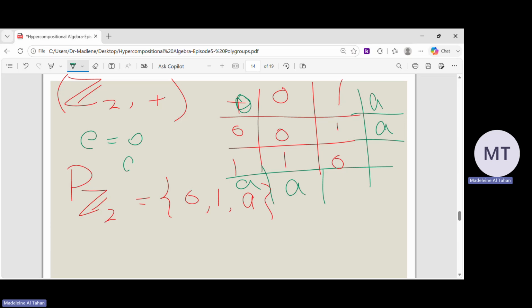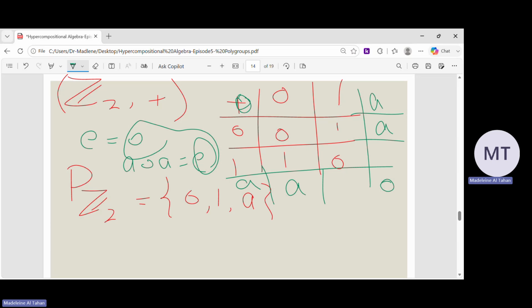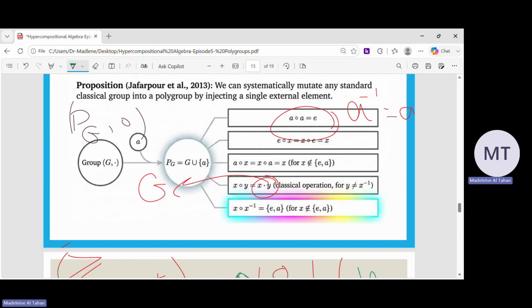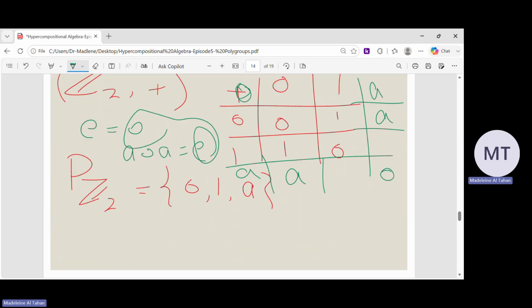And A square or A circ A, what did we say about it? It's the identity. And what's our identity here? It is 0. And A with any element, if you look here, A with X is X. So A with 1 is 1, and 1 with A is also 1.